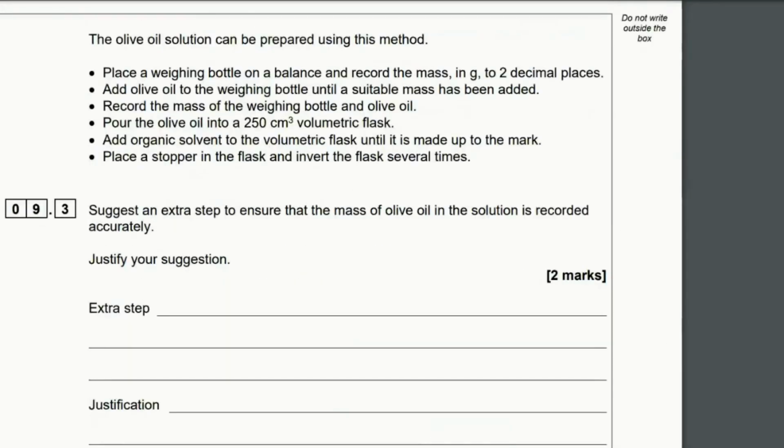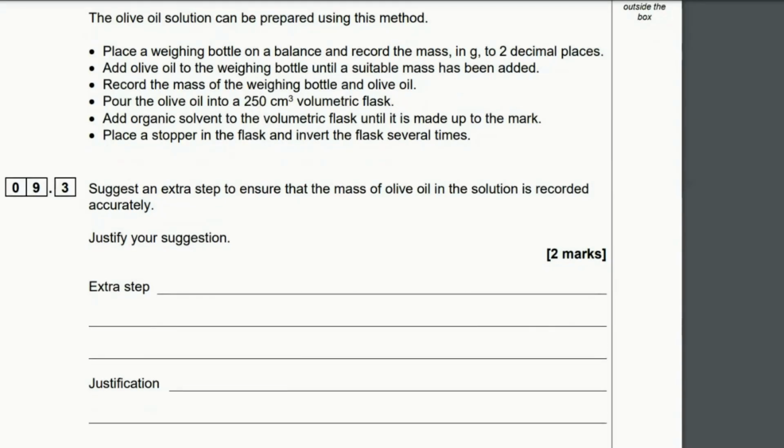All right, 9.3. The olive oil solution can be prepared using this method. Place a weighing bottle on a balance and record the mass in grams to 2 decimal places. Add olive oil to the weighing bottle until a suitable mass has been added. Record the mass of the weighing bottle and the olive oil. Pour the olive oil into a 250 centimeter cube volumetric flask. Add organic solvent to the volumetric flask until it is made up to the mark. Place a stopper in the flask and invert the flask several times. Suggest an extra step to ensure the mass of the olive oil in the solution is recorded accurately. Justify your suggestion.